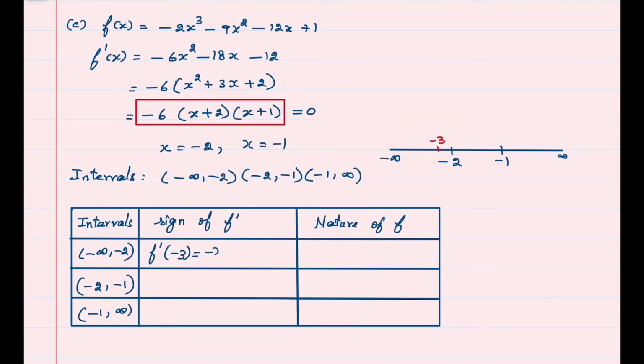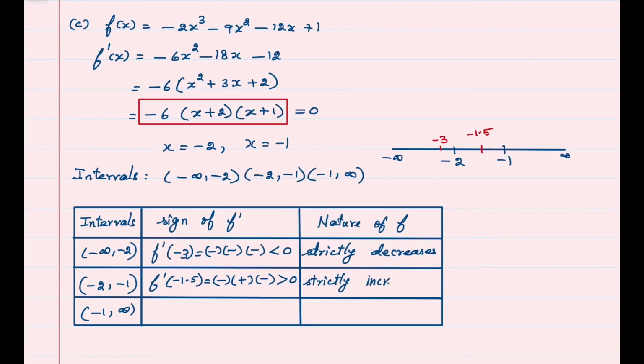Minus 6 is negative. X plus 2, minus 3 plus 2, is negative. Minus 3 plus 1 is minus 2, that is also negative. Product of three negative numbers will be negative. Therefore, f strictly decreases in this interval. Now in the second interval, we will substitute minus 1.5. Minus 6 is negative. Minus 1.5 plus 2 is positive. Minus 1.5 plus 1 is negative. Product of two negative numbers will become positive. Therefore, f strictly increases in this interval.